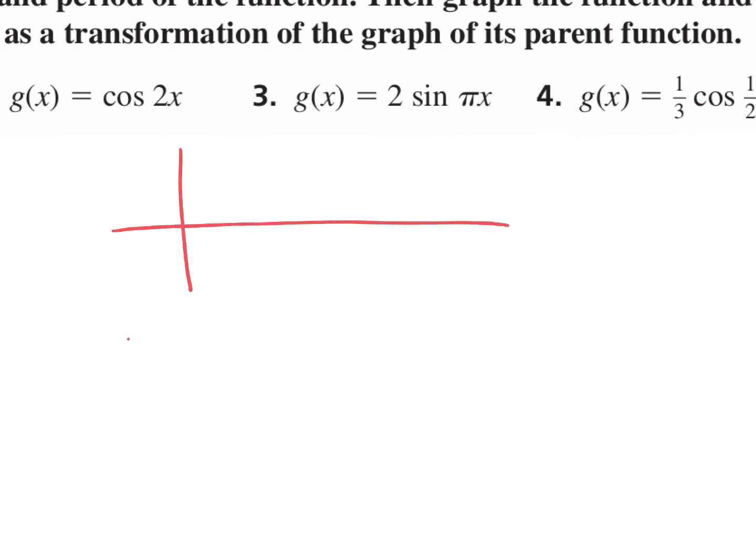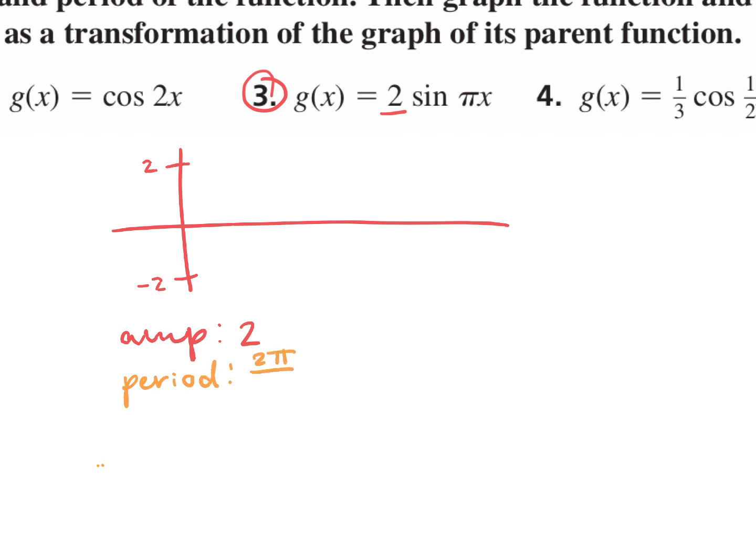So what is our amplitude for number 3? Number 3, yeah. 2. It's what's being multiplied out front, so our amplitude is 2. So we're going to go up to 2 and down to negative 2. Next, we want to find the period. So our period, we divide 2 pi by b.